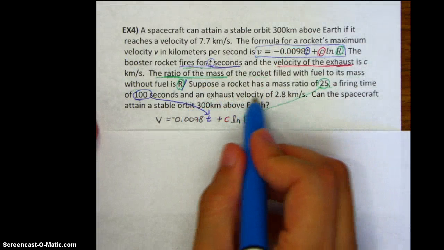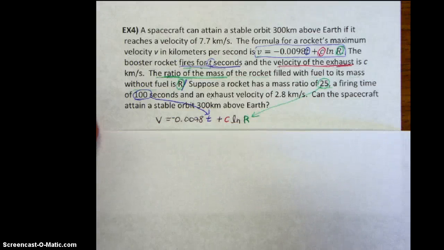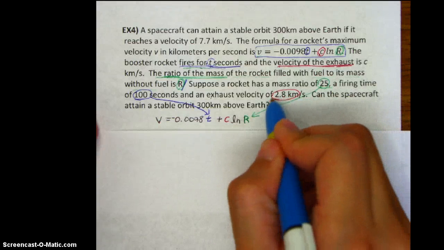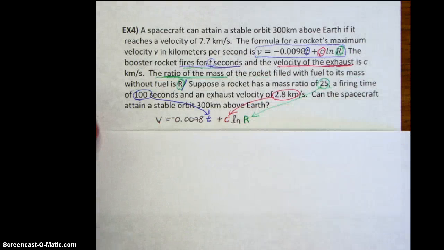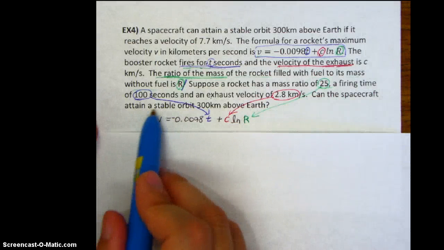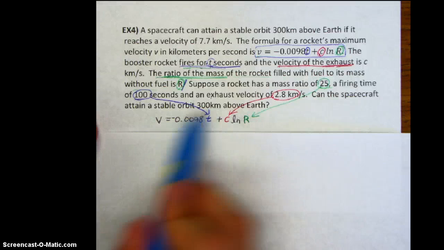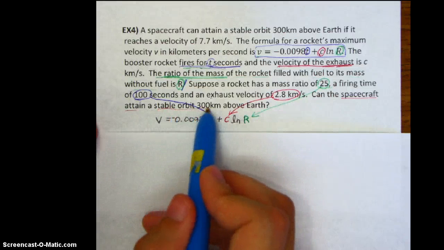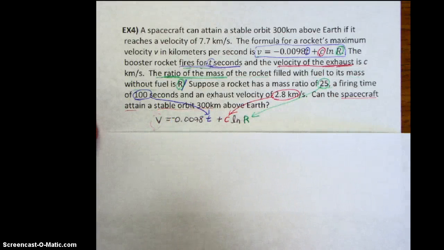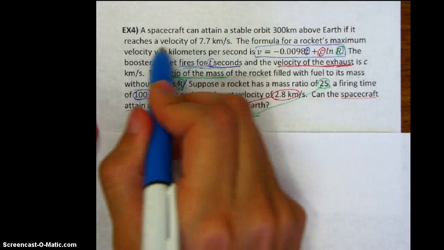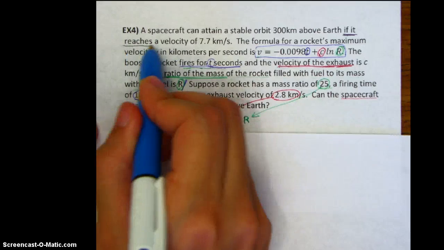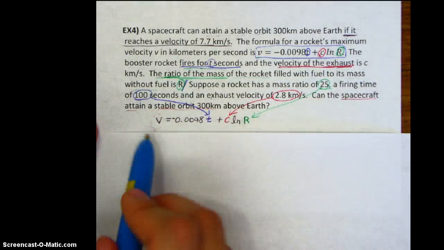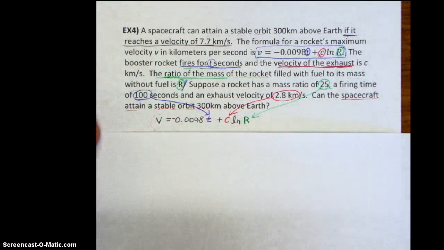And an exhaust velocity of 2.8. So 2.8 is the velocity of the exhaust, so that will become the c. Can the spacecraft attain a stable orbit 300 kilometers above the Earth? Well, in order to figure that out, we have to find the velocity. Why? Because if it reaches a velocity of 7.7 kilometers per second, then it can attain a stable orbit. So we just have to find the velocity. Let me plug in each number.